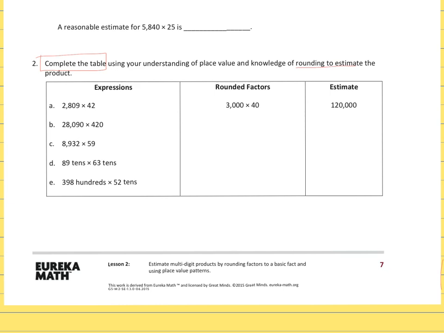That's close to either 20,000 or 30,000. I would say it's closer to 30,000. And we're going to multiply that by 420. Is that closer to 400 or 500? That's going to be 400. Then you have your basic math facts, 3 and 4. That's going to give you 12.